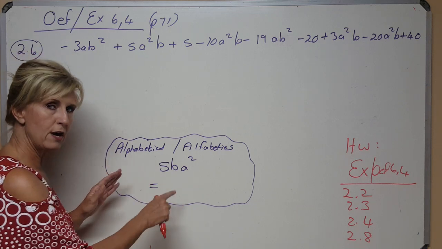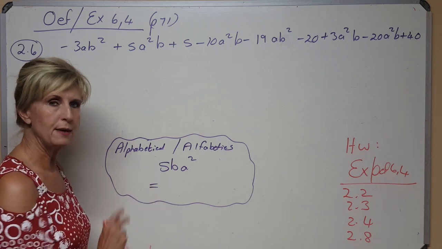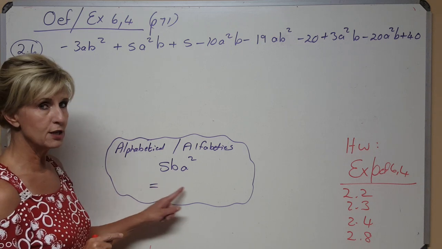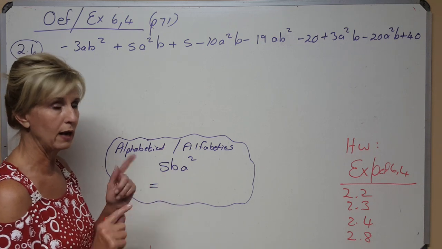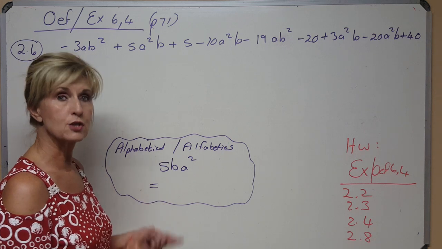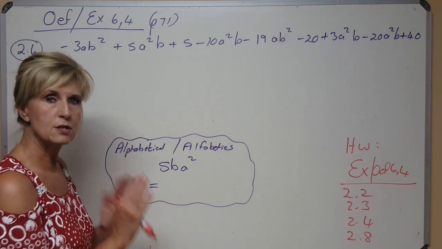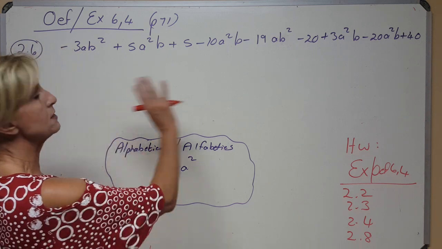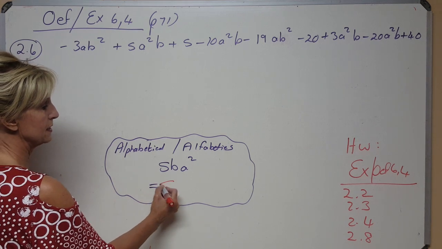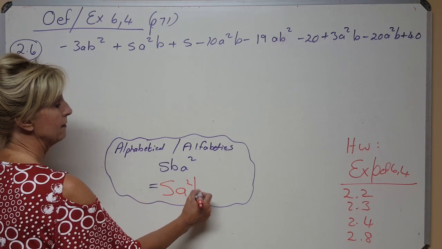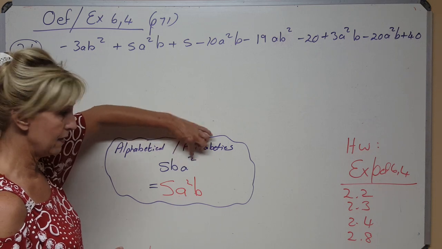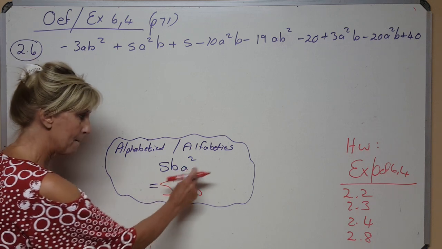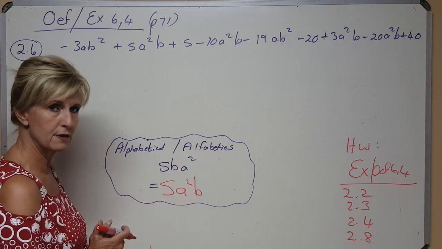If they do shuffle it around the wrong way, please make it alphabetical so that you can better see which ones look the same. Because sometimes BA square and A square B look the same, or AB square look the same, and it's not. Make it alphabetical so that you can better see if they are like terms or not. All of these are alphabetical. If they weren't, you would write this as 5, then A square, then B. And be careful, the square is just by the A and not by the B. So when you swap them, the square goes together with the A. That power, together with its exponent, moves that way around.